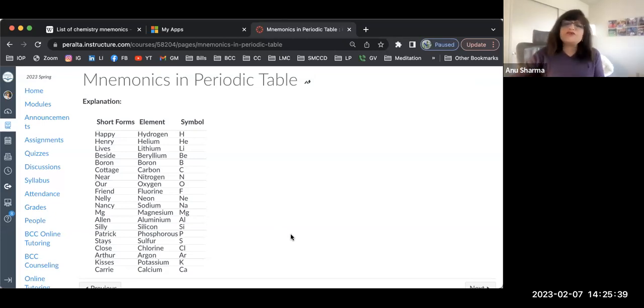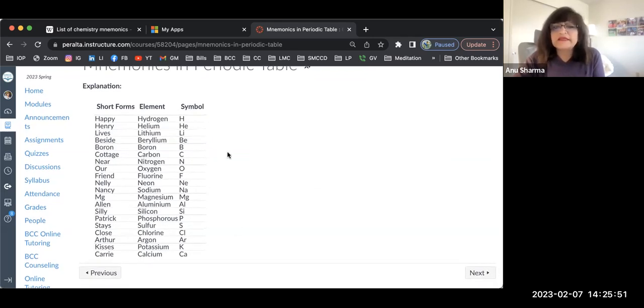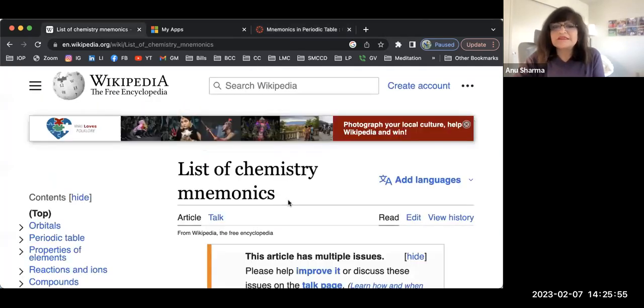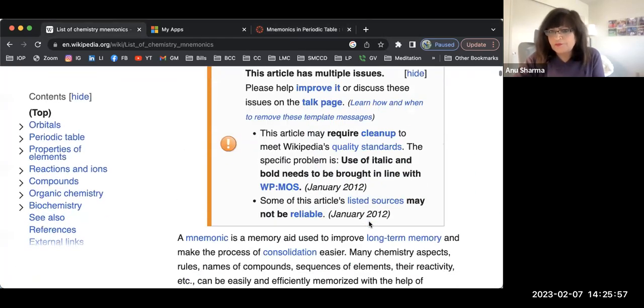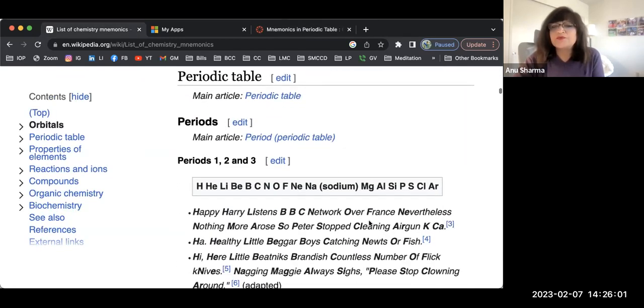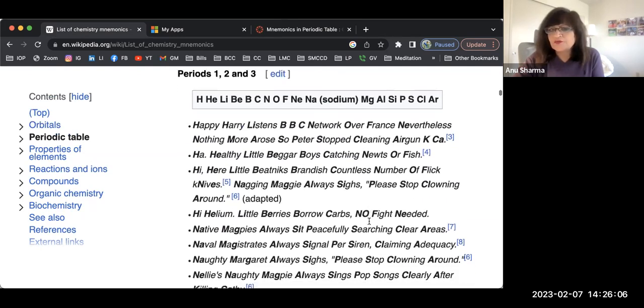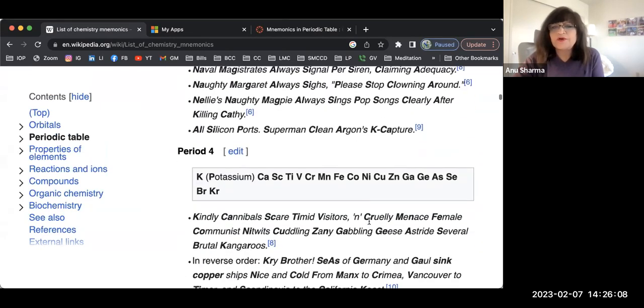Okay, so now you see here that in your canvas, I have posted it in the modules, okay? The mnemonics in the periodic table. So these I found from the internet, and there are many different types also that are available. So this is the list of mnemonics on Wikipedia. Lots of interesting stories that you can see. So, like here, Happy Henry listens BBC Network and so forth. So if that works for you, go ahead and do it.